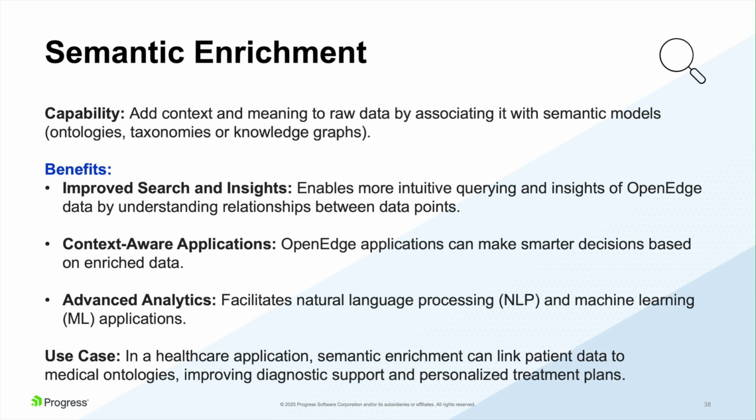With the Progress Data Platform, you can use semantic modeling to add meaning to raw data by looking for terms or concepts that can help to determine what a piece of data is about. By creating semantic models, sometimes people call them ontologies or taxonomies or knowledge graphs, in the platform, you can use semantic enrichment to add context and meaning to the raw data that you store, which makes it more usable and valuable. This will allow more intuitive querying, allowing smarter decisions, and providing more complete data to advanced analytics tools.